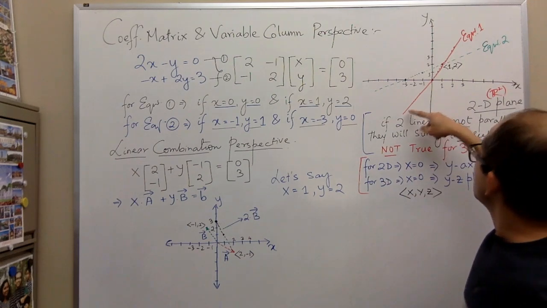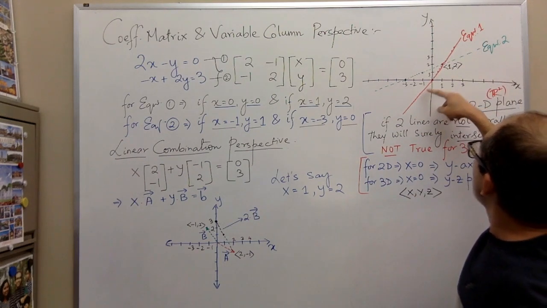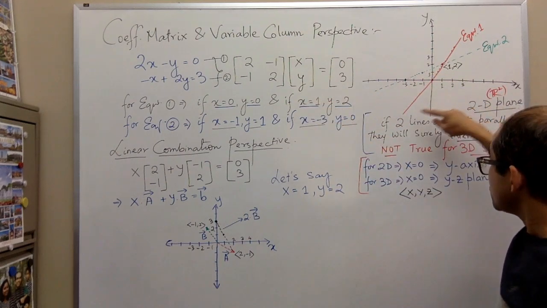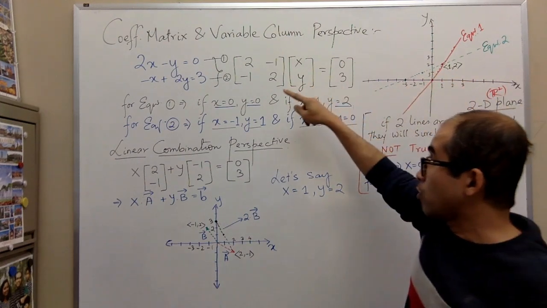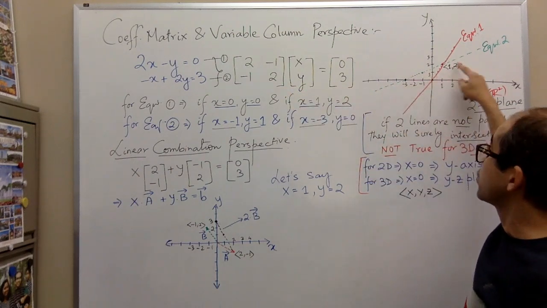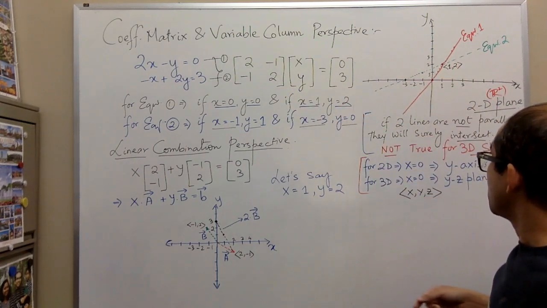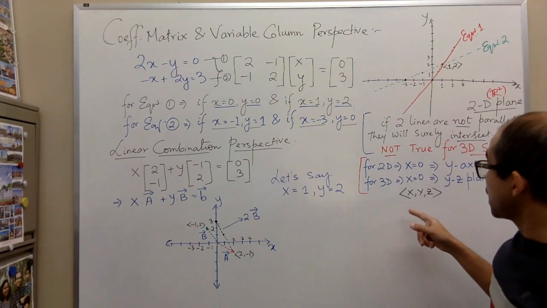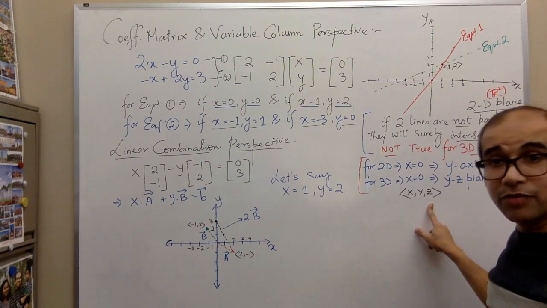As I said, in this line, any point will satisfy the equation. Any point on the red line will satisfy equation 1, and any point on the green line will satisfy equation 2. But the same thing cannot be said for a 3-dimensional space, where there are x, y, z, 3 different coordinates.